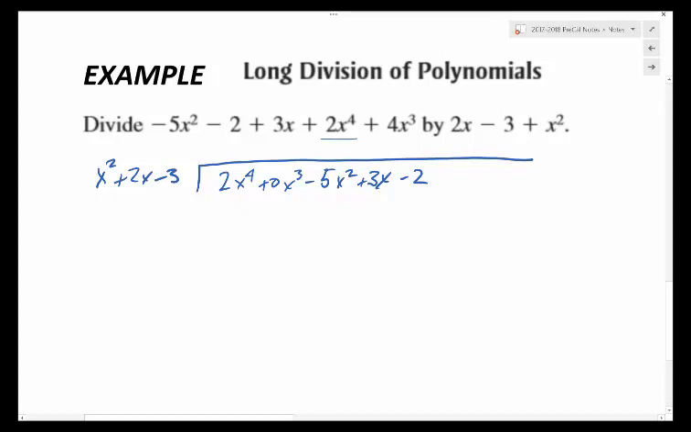What times x squared is 2x to the 4th? It is 2x squared. So now I'll have 2x to the 4th plus 4x cubed minus 6x squared. Subtract each of those away, and I get negative 4x cubed plus x squared. Remember, this minus gets distributed to every term, and it basically changes the sign. So it becomes 2 minus 2, 0 minus 4, negative 5 plus 6. And I bring down my next term.